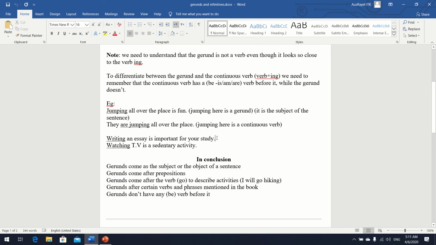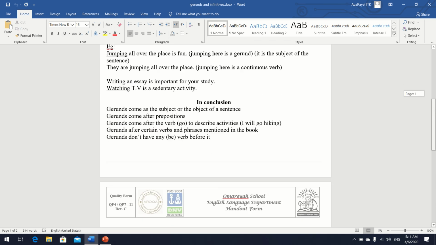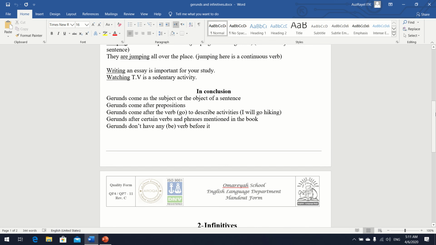The first one says, writing an essay is important for your study. Writing an essay. Writing here is a gerund. Okay, and watching TV is a sedentary activity. Watching here is a gerund as well. So, in conclusion, gerunds come as the subject or the object of a sentence.